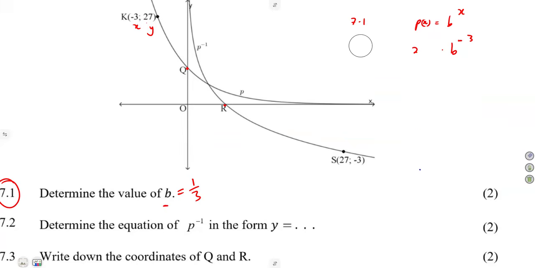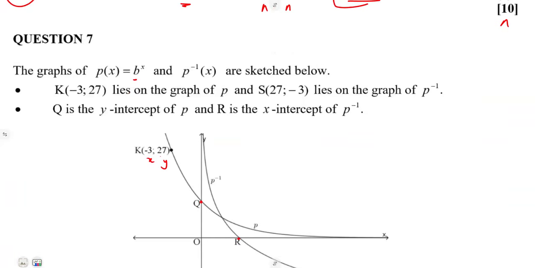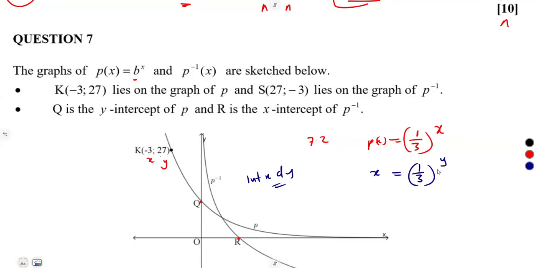Then 7.2, you're asked to determine the equation of the inverse of P. So what will be the inverse of that P? From what we are given, our p(x) is given as b to the exponent of x. Remember, we calculated our b, that was 1 over 3. 1 over 3 to the exponent of x. To find the inverse, you are going to interchange x and y. Remember the concept? So meaning to say this will be x is equal to 1 over 3 to the exponent of y.